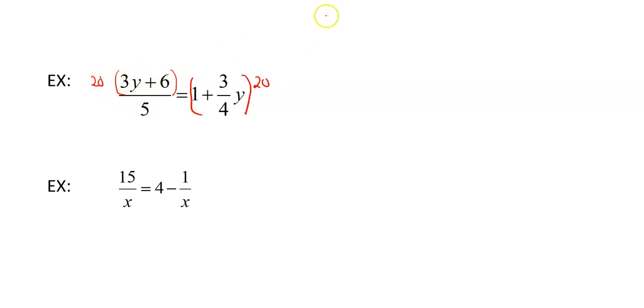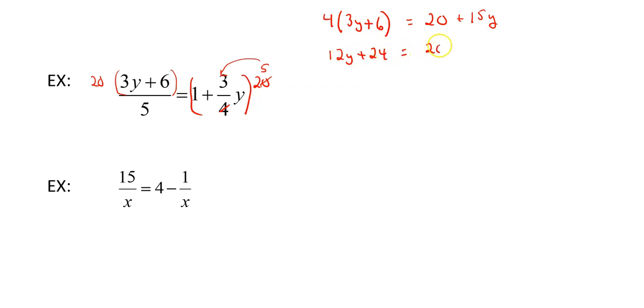20 divided by 5 is 4. So that gives me 4 times (3y plus 6). Remember that 4 is still on the outside of the parentheses. It still has to be distributed eventually. On the other side, 20 times 1 is 20. Over here, 20 divided by 4 is 5. Now multiply that 5 times 3, and we get 15y. So we've gotten rid of our denominators. Right? The key thing, too, is don't forget to multiply that 1. 4 times 3 is 12, so I get 12y plus 24 equals 20 plus 15y.